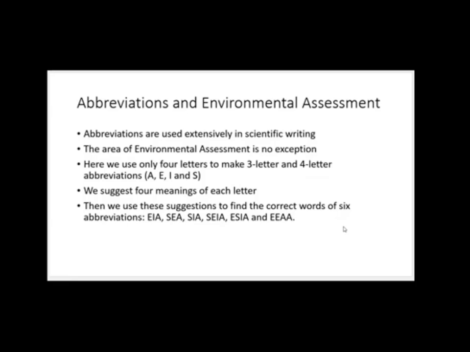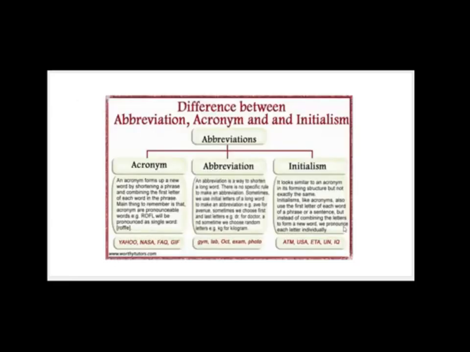Abbreviations are used extensively in scientific writing, and in our area they are used everywhere. Here we are going to use only 4 letters of the alphabet, A, E, I, and S, to make 3-letter and 4-letter abbreviations related to environmental assessment. For each letter we suggest 4 meanings. Then we use these suggestions to find the correct definition of 6 abbreviations. 3 of them are 3 letters and the other 3 are 4 letters.